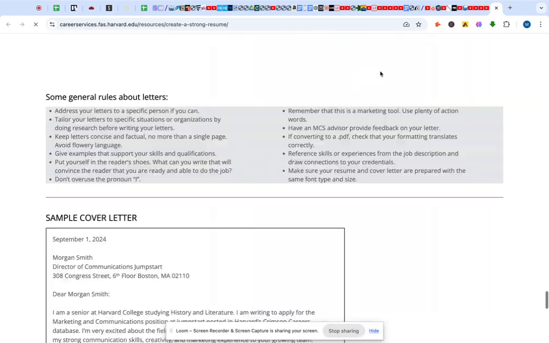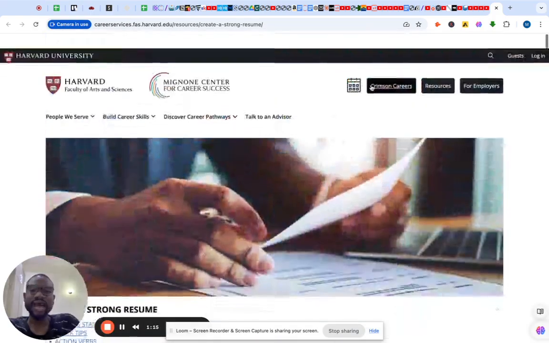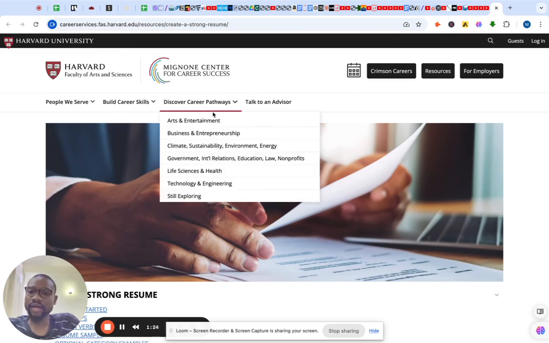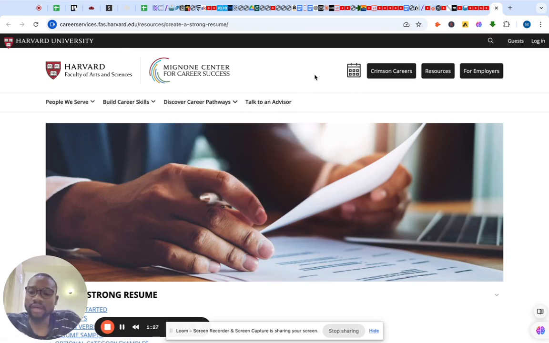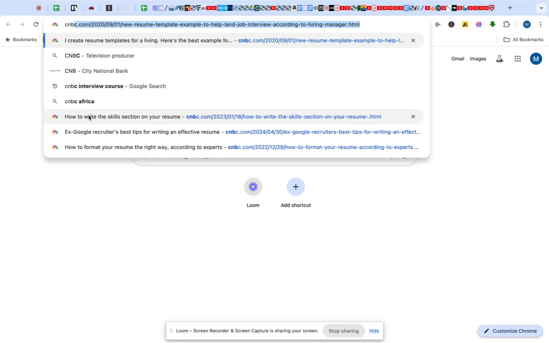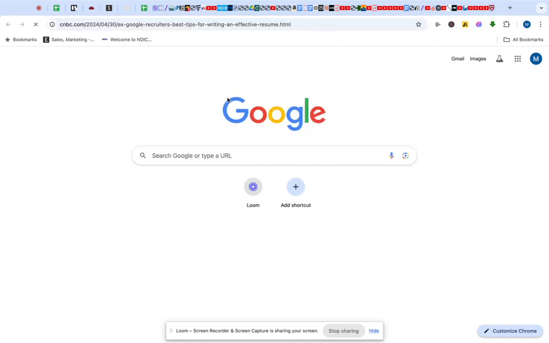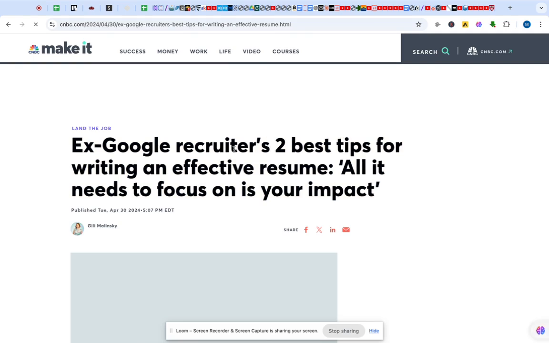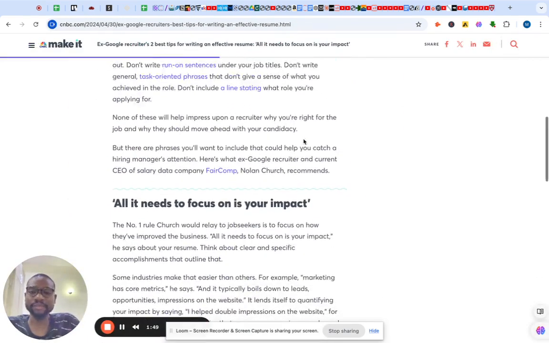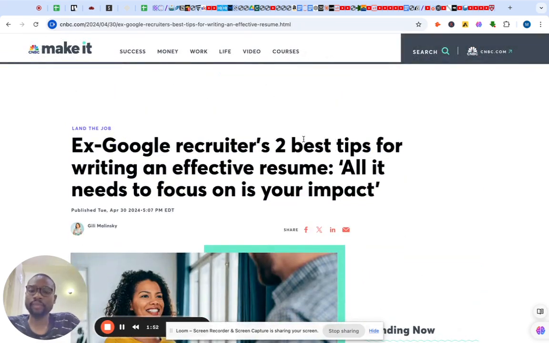what makes a good resume, for example. So I read a bunch of articles online on what makes a good resume. I checked out the Harvard University website, and I read what they had to say about what makes good resumes. I also checked a bunch of articles by CNBC, and they have a lot of articles written about resumes and what makes a good resume. So I read a bunch of them to really understand what makes a good resume.